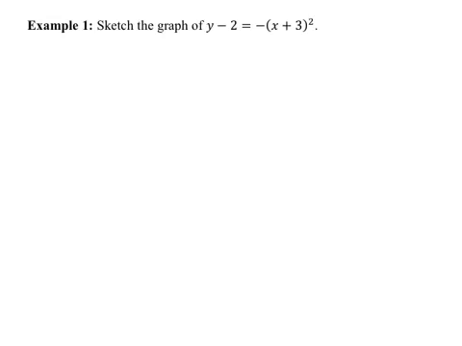So example 1 says to sketch the graph of y minus 2 equals negative the quantity x plus 3 squared. So what we want to do right away is identify. Right away first, a is negative 1, right in front here. There's really a negative 1 there. h is negative 3, and k is 2.